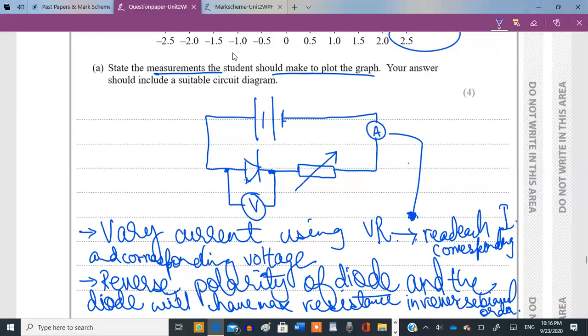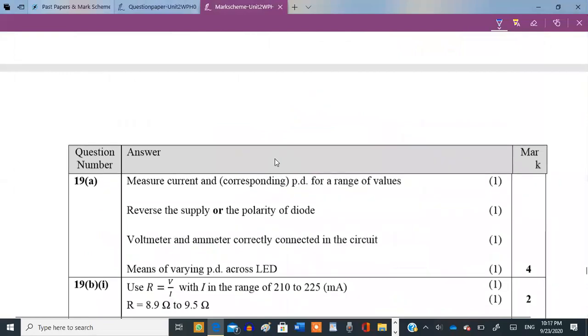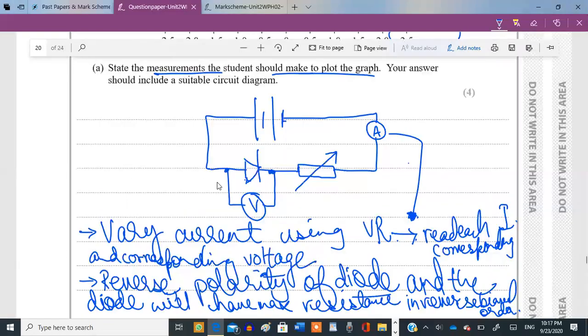Okay, let's see. Measure the current and the corresponding potential difference for a range of values. A range of values is important because you are doing an experiment, and of course, you need to draw a graph. You'll need a range of values. Vary the current and record the corresponding voltage for a range of values.